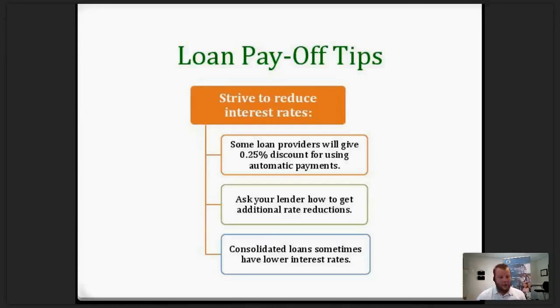Sometimes there's other options and rate reductions. It's very specific to the lender, so that doesn't always qualify for anything, but it's always good to be proactive to see if they offer any sort of additional incentives. And in certain cases, it really depends. Consolidated loans can lower interest rates, but that's more specific to the private side and going to the private sector.